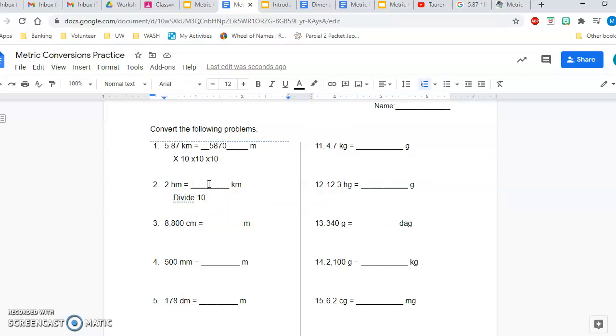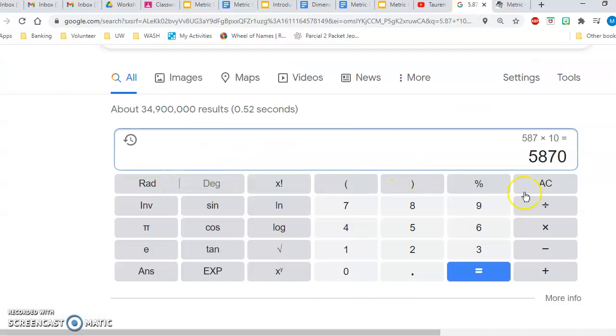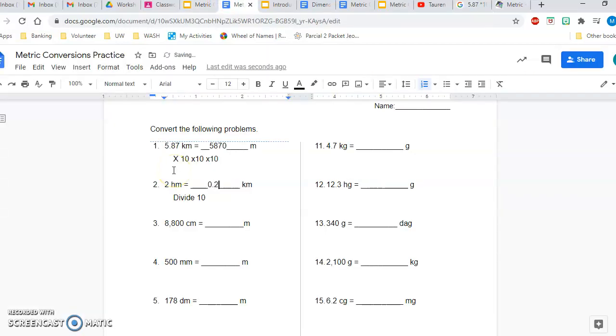So what we do is we divide by 10. What's 2 divided by 10? If we can't do this in our heads, we can use our calculator to help us see it. We do 2 divided by 10, and it gives us 0.12. So our answer is 0.12 kilometers.